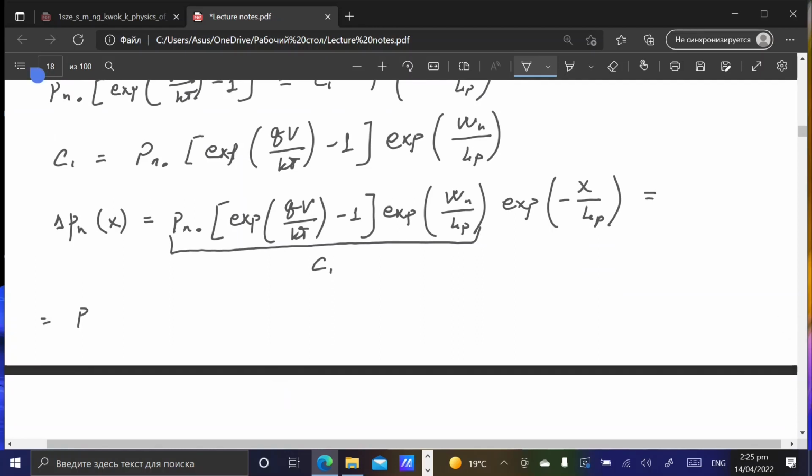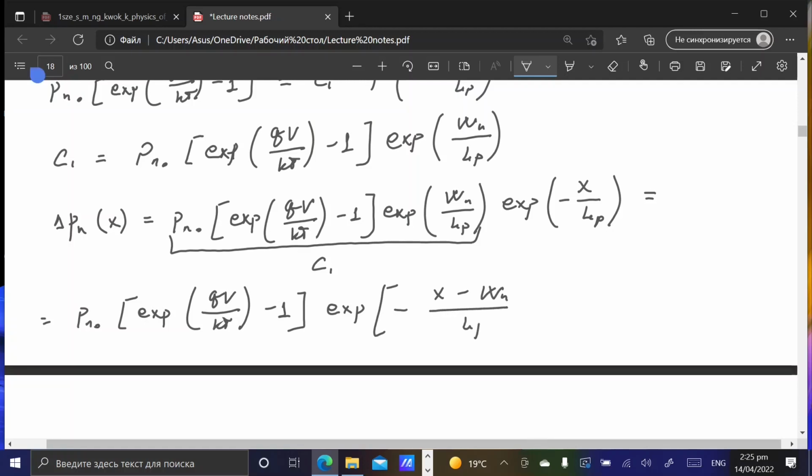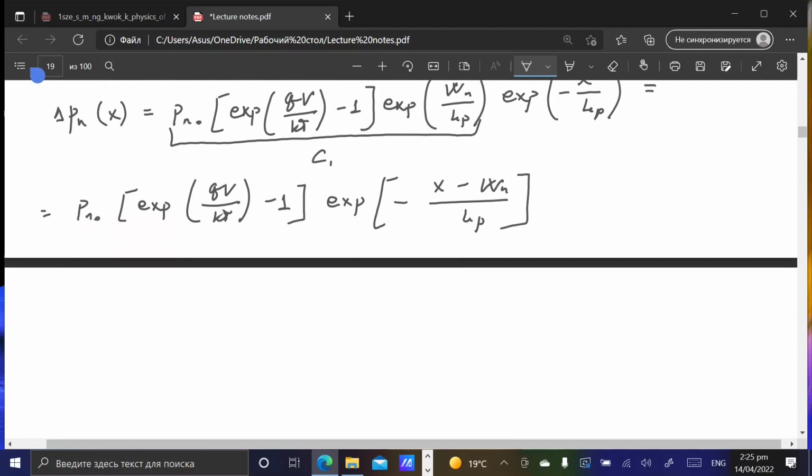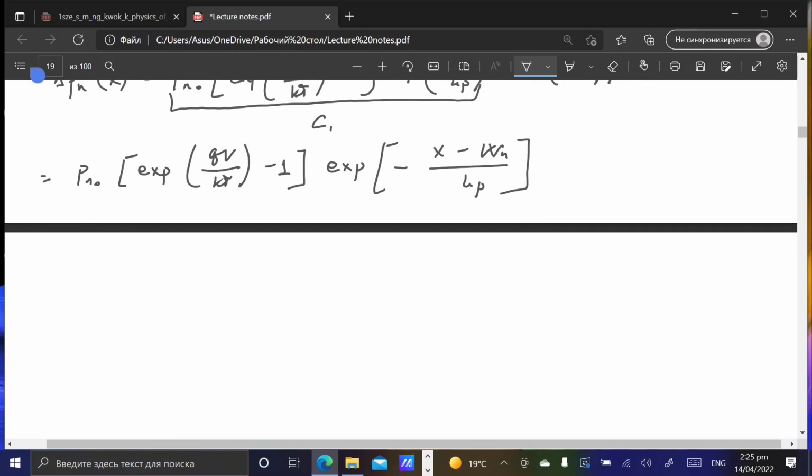So it will be Pn0 times exponent of (QV divided by KT) minus unity, and here will be exponent of minus (x minus Wn) divided by LP. So that is the expression for the profile of excessive non-equilibrium charge carriers, like holes in n-type semiconductor.